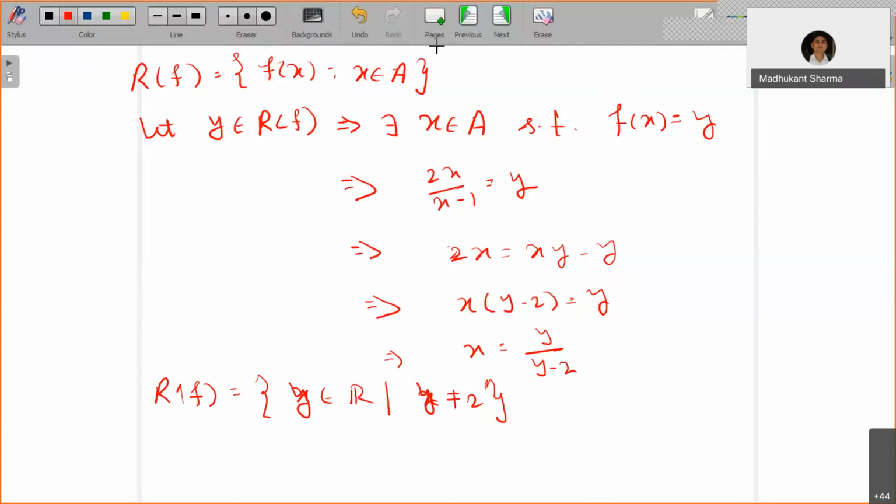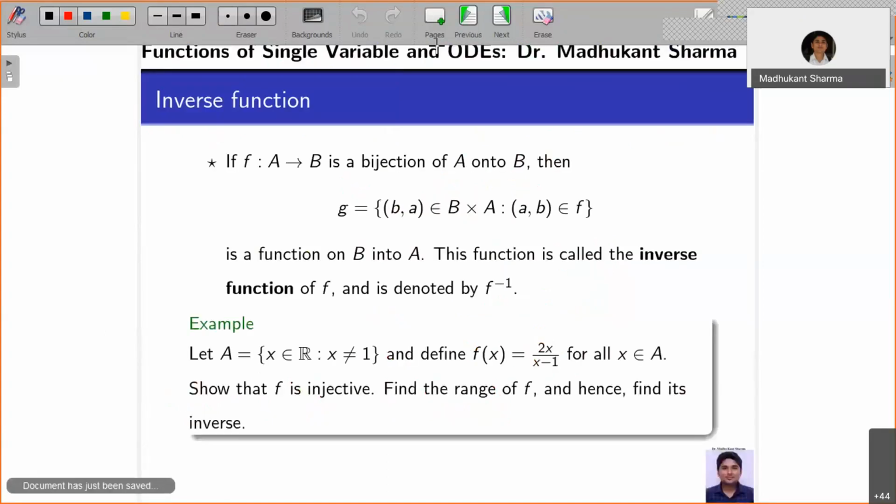Okay, right. Let's go further now. So now let's talk about the inverse function. If f from A to B is a bijection of A onto B, then you have the ordered pair A cross B earlier, now it is B cross A. Then g, which is identified by (b, a) such that (a, b) belongs to f, will be a function on B into A. This function is called the inverse function and is denoted by f inverse.